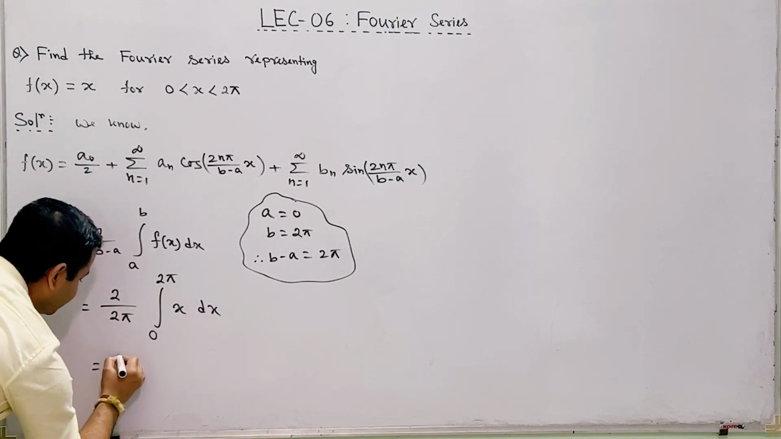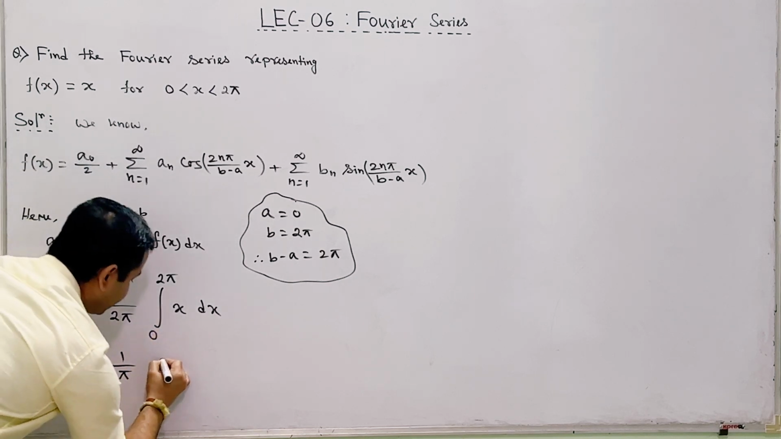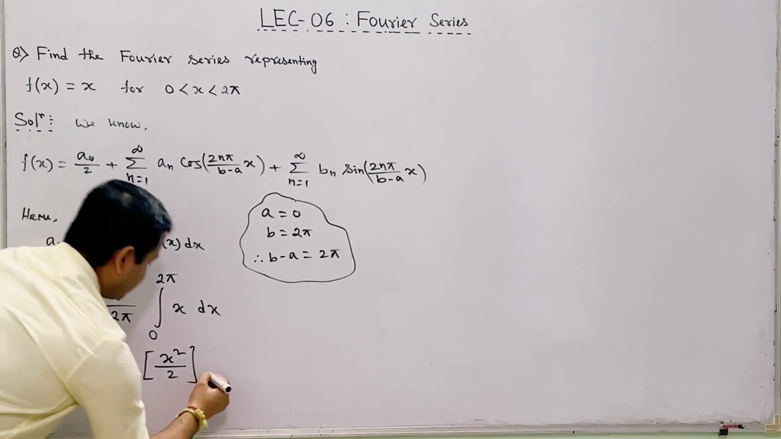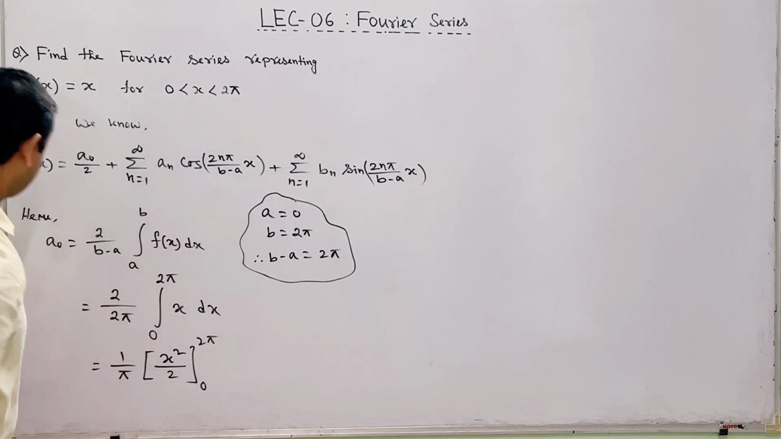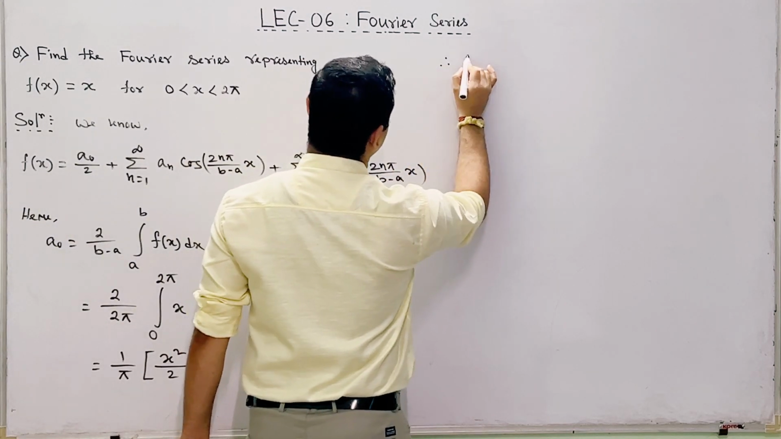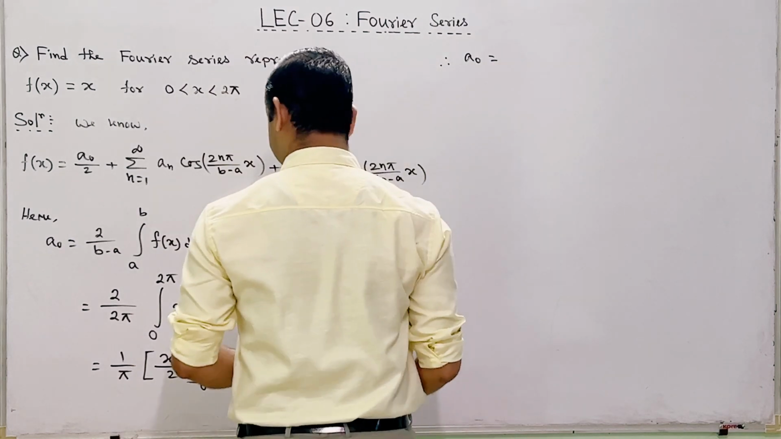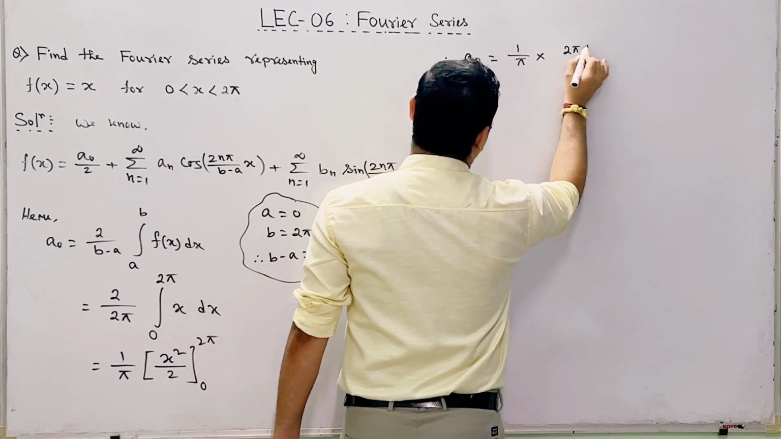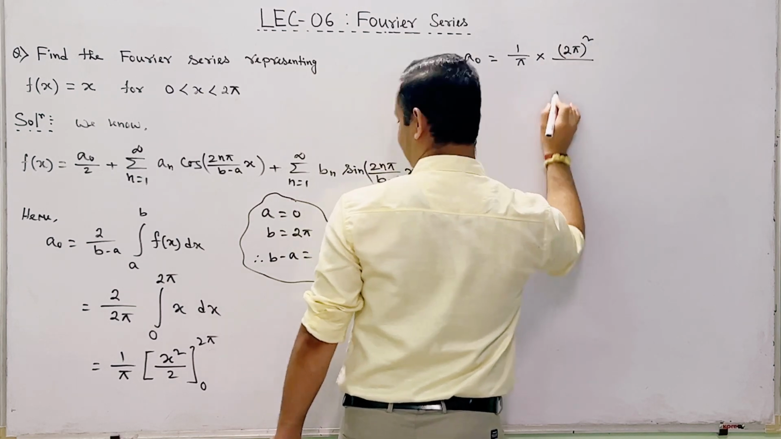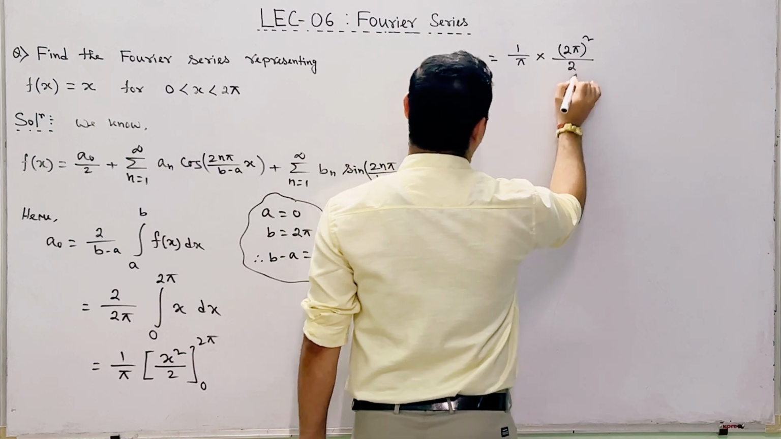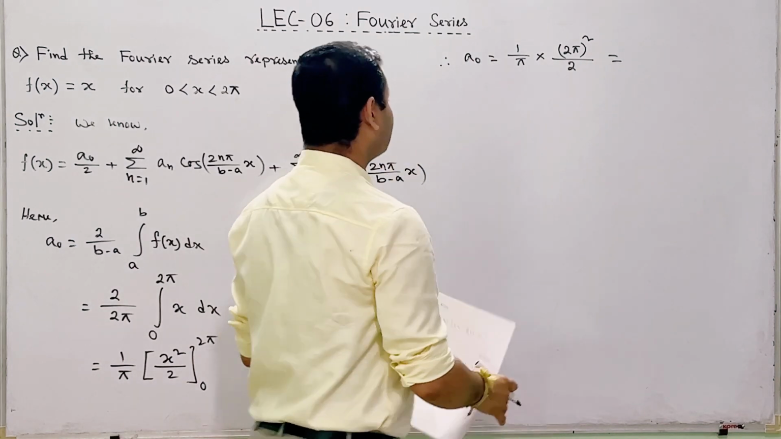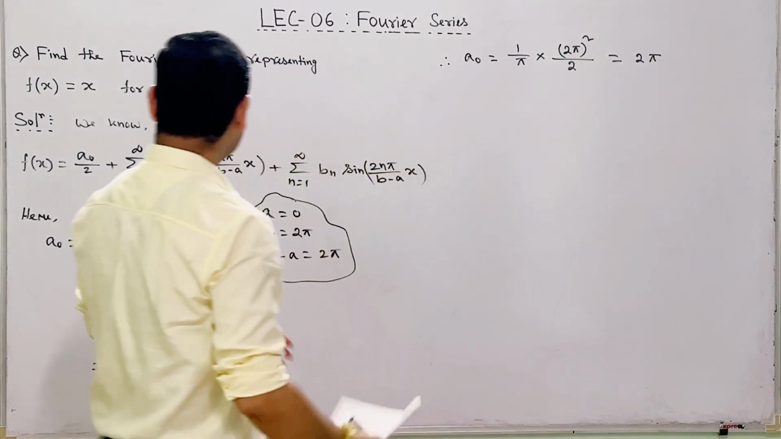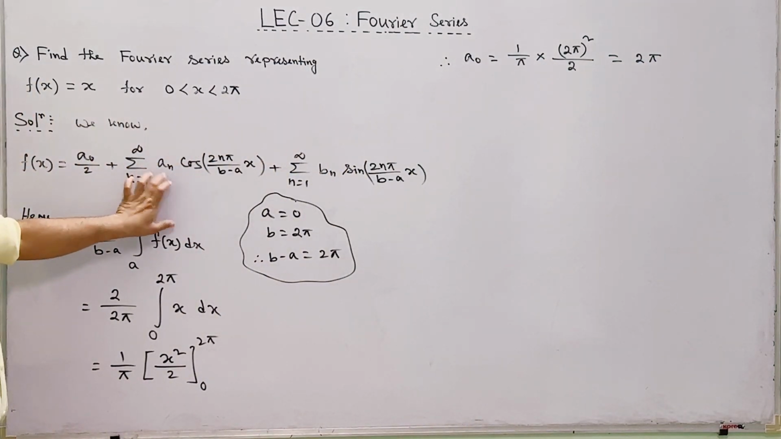Now let us simplify this integral. So after simplifying we will get x square by 2 with limit 0 to 2 pi. So therefore a naught is equal to 1 by pi into twice pi whole square divided by 2. Ultimately the value of a naught will be equal to 2 pi. Next let us find out the second Fourier coefficient, an.